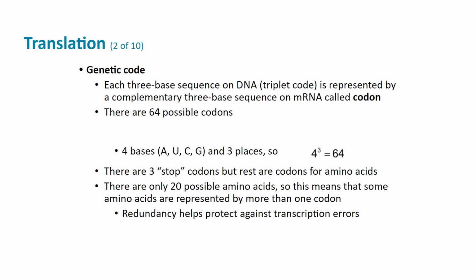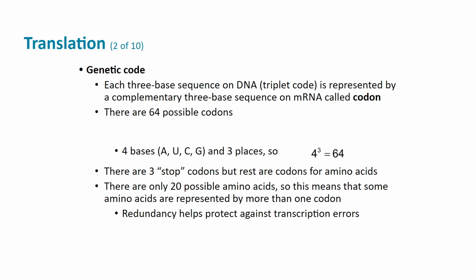The genetic code can actually give us an idea of what amino acid is being produced from a DNA triplet. An mRNA codon matches a DNA triplet, and there are 64 possible codons. The 4 bases A, U, C, and G have 3 different places to go, so 4 to the 3rd power is 64. And there are also 3 stop codons, but the rest are codons for amino acids. So there are only really 20 possible amino acids that could come from the DNA triplet code that gets transcribed into mRNA and then translated at the ribosome.